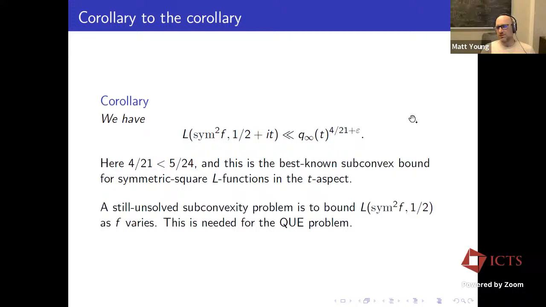Okay, what else? Just as a side comment, if you hear about all these symmetric square L functions and subconvexity, there's a well-known problem, which is the QUE problem, where one of the key components is to bound the symmetric square L function as f varies. So this is kind of the opposite direction from the one up here. In this corollary, f is fixed and t is varying. In the QUE problem, t is fixed at basically 0 or other points, but just think of t as fixed at 0, and then you have to bound it as f varies. And so that's a lot harder, apparently, because we don't know how to do it.